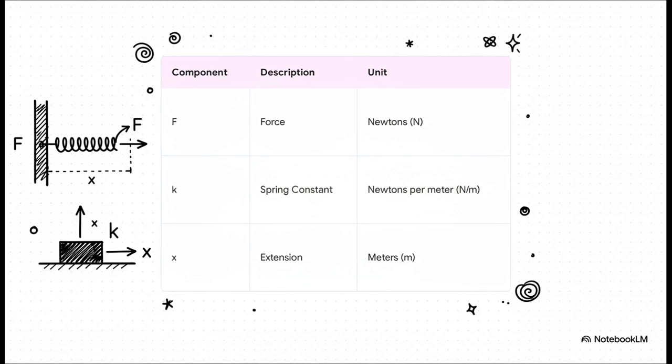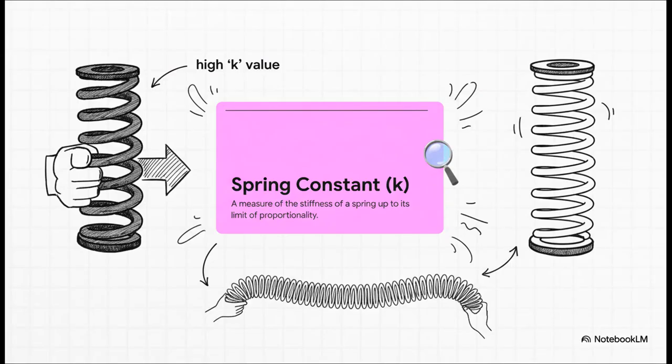Let's just quickly break down that little formula. F is pretty straightforward. That's the force you're applying, and we measure it in newtons. X is the extension, basically how much the thing stretches, and we measure that in meters. And then there's K. That's the special sauce. So this K, the spring constant, is basically a number that tells you how stiff an object is.